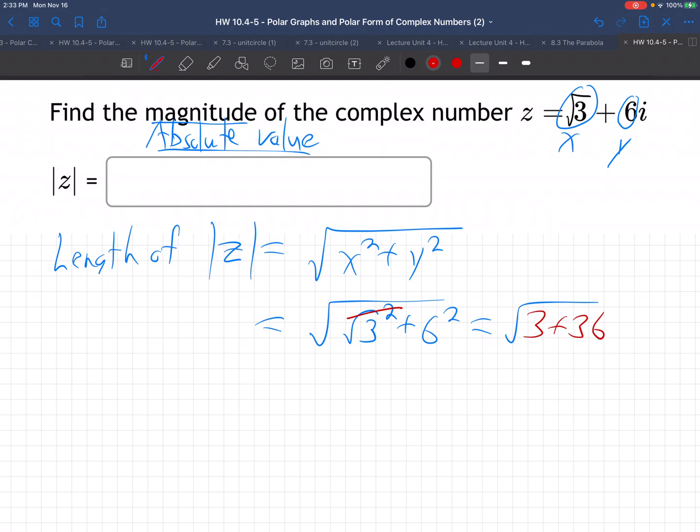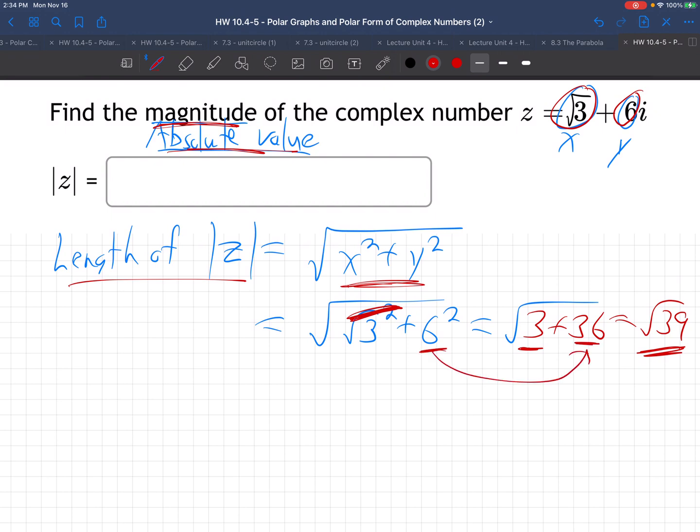And so, 36. So that becomes the square root of 39. So there it is, square root of 39 on that one. Do you see what happened there? The length or the magnitude or the absolute value, goes by all three names, of a complex number z is the square root of x squared plus y squared. It's basically the Pythagorean theorem. And so this is the x and this is the y. And when you square the root of 3, the root and the square cancel, and it's just plain 3, but the square of the 6 is 36, that's square root of 39.